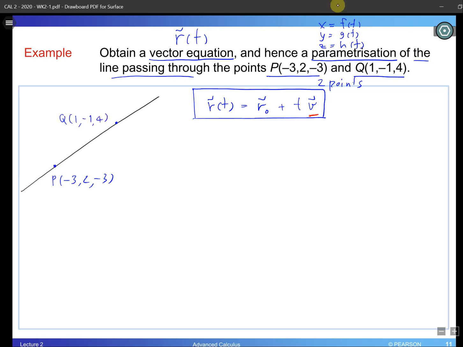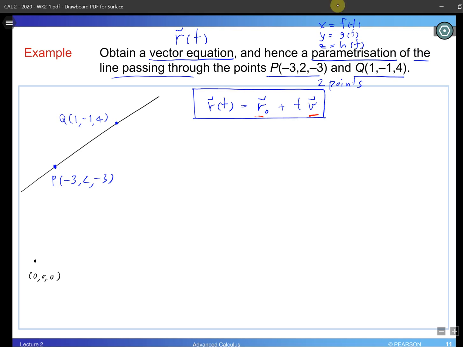Okay, so I have 2 points on the line. So it's not a big deal when it comes to finding this R0, because all I need to do is locate this origin somewhere, right? And this is (0, 0, 0). And I need to find the position vector to the first point on this line, and that would be P.